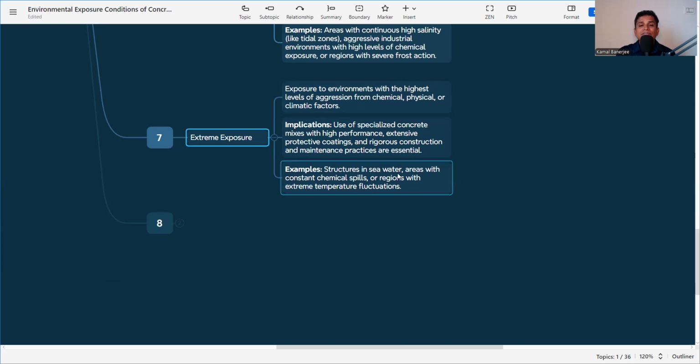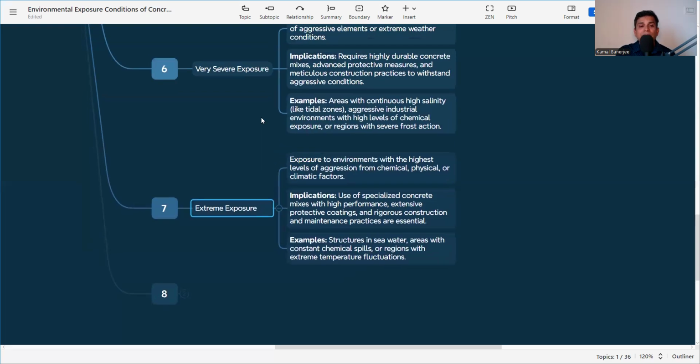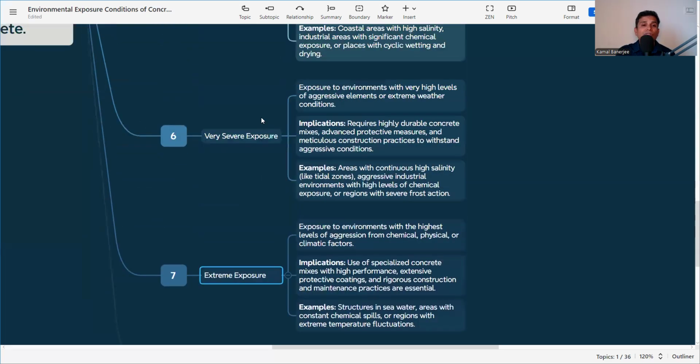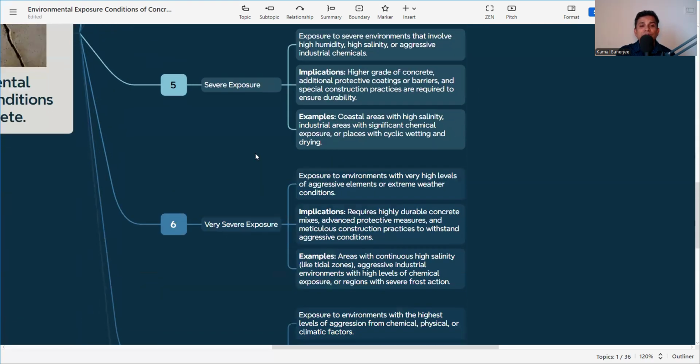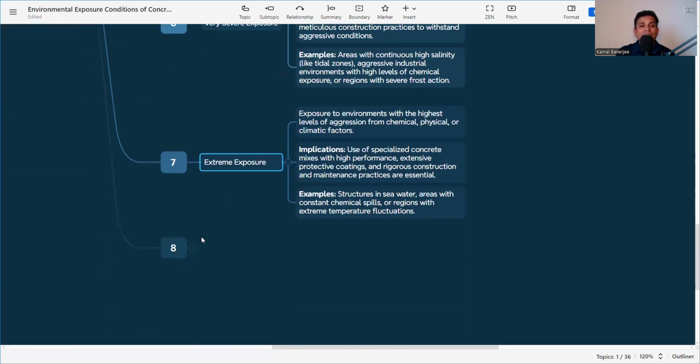So this way we can protect our concrete in extreme exposure condition. An example: structures in seawater, areas with constant chemical spills, or regions with extreme temperature fluctuation. If there is a lot of temperature fluctuation, then thermal expansion and contraction will happen, and stress will develop. When the stress is developed, there will be cracks and spalling of the concrete, which is ultimately against our structural stability. So as per the condition, there are five categories we already discussed: mild exposure, moderate exposure, severe exposure, very severe exposure, and extreme exposure.